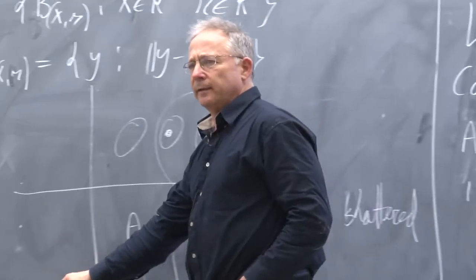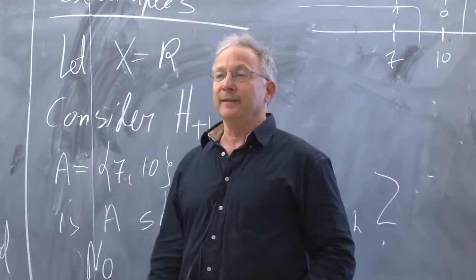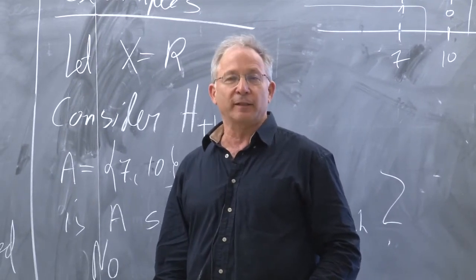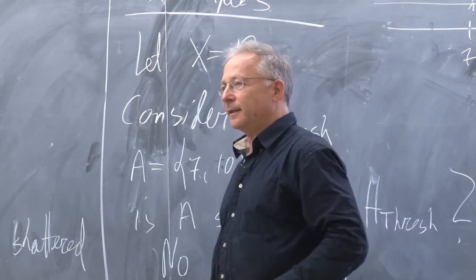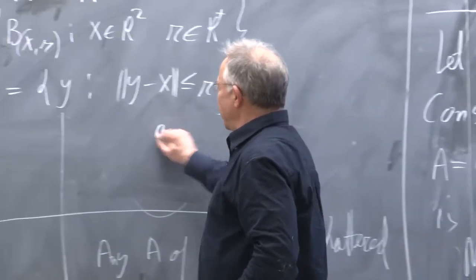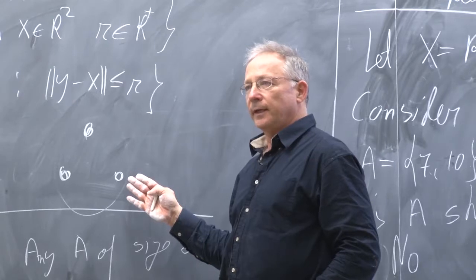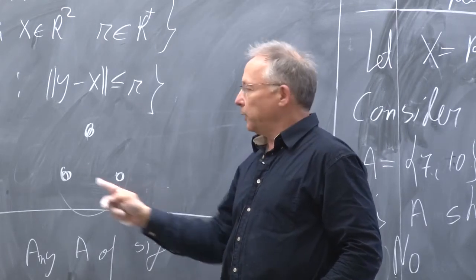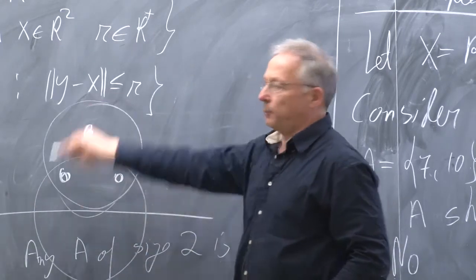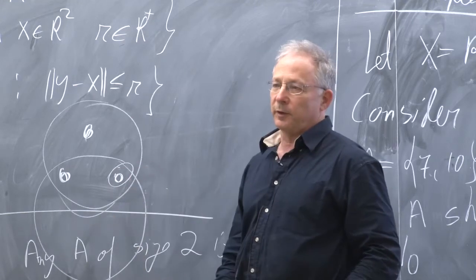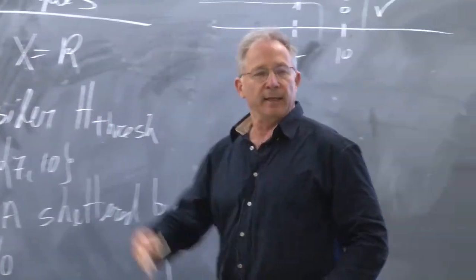What about sets of size 3? Can you show me a set of size 3 which is shattered, and a set of size 3 which is not shattered by the balls? Yes? The set of 3 points not in the same line is shattered. Right. So if I take 3 points which are not on the same line, it is shattered, because every subset can be captured by some ball. You want these 2 points? I can have a ball that will just capture these 2 points. You want all points? I can have a ball here. You want only this point? I can have a small ball here. Every subset that you want, I can find a ball that will just capture this subset and leave the other points outside.